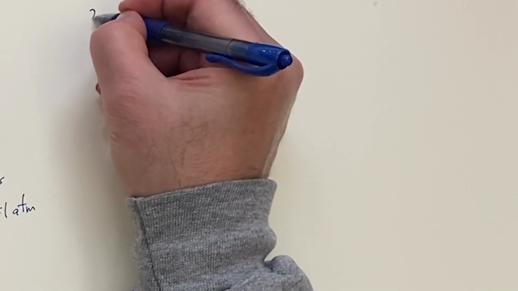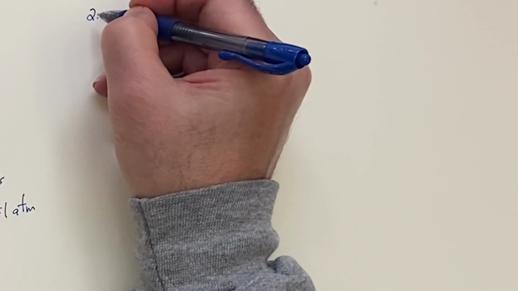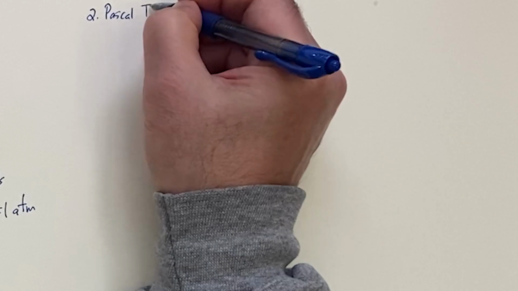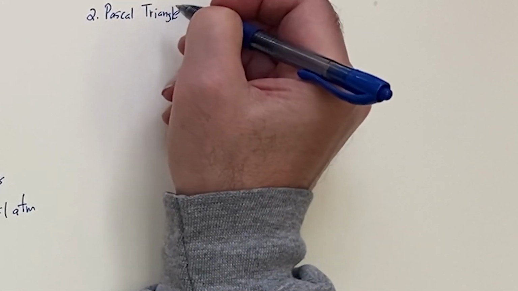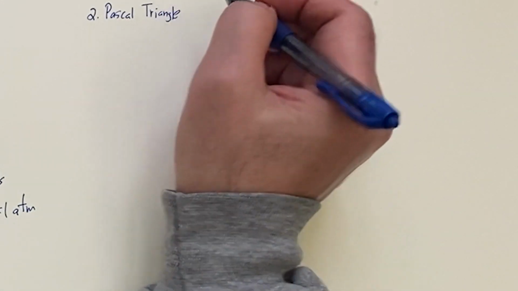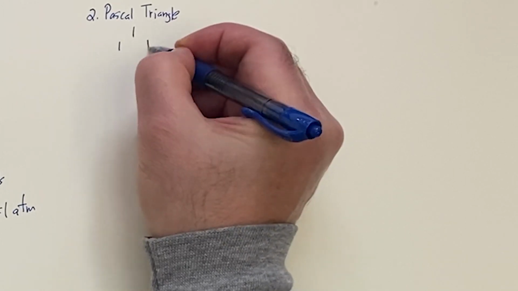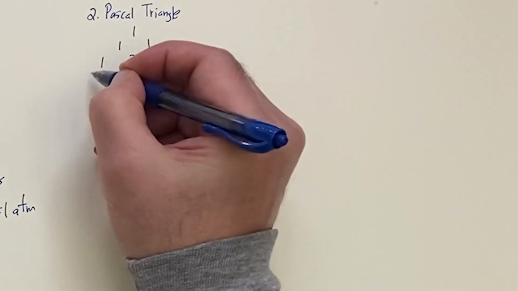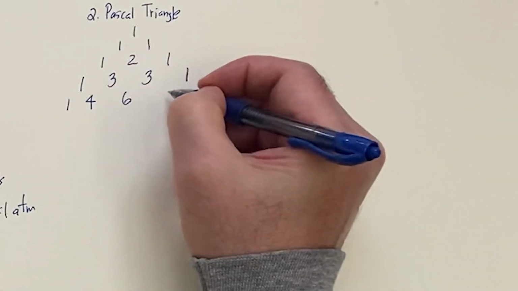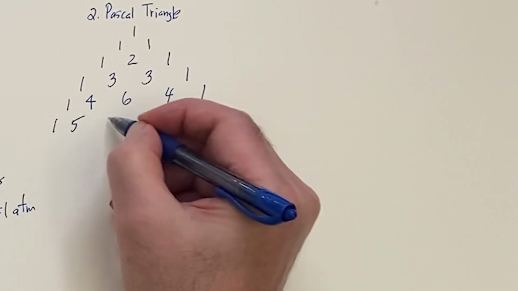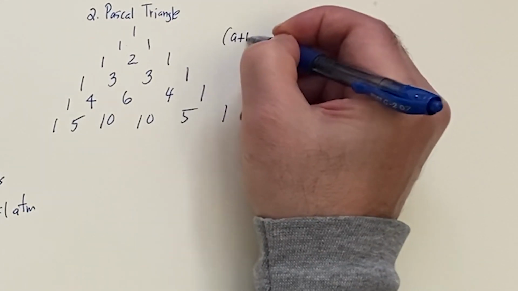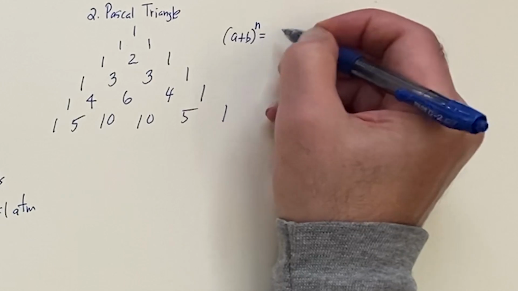Then 2 is the Pascal Triangle. For a Pascal triangle, basically, the triangle is very easy to make. You just put 1, like here 1, then you add these 2 numbers together, and then here you add these 2, and here 4, 6, 4, 1, 1, 5, 10, 10, 5, 1. And that gives you a plus b to the nth power. That gives you the coefficients.